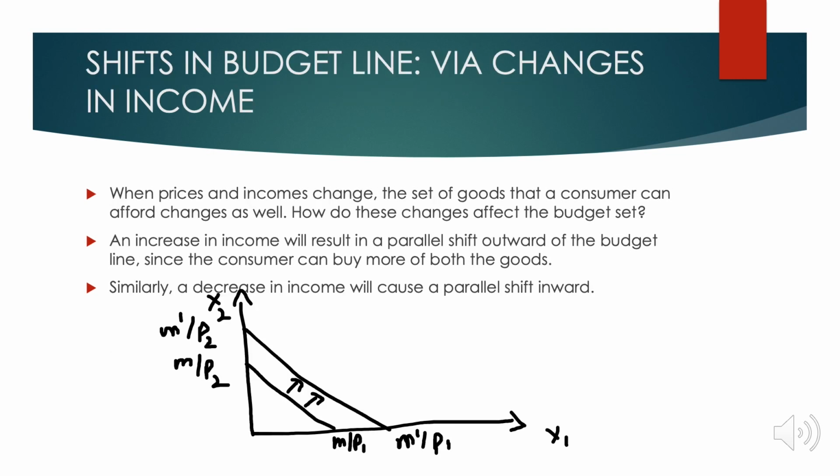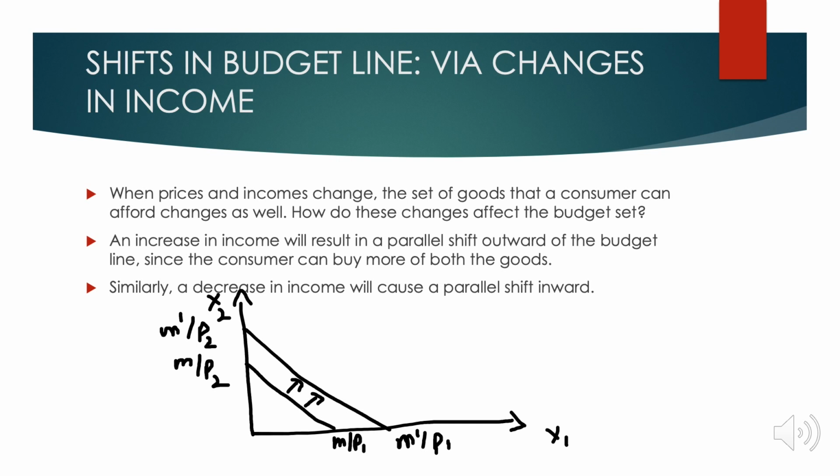Now let's talk about how the budget line shifts as the income of the consumer changes. An increase in income will result in a parallel shift outward of the budget line, since the consumer can buy more of both the goods as seen in the graph.